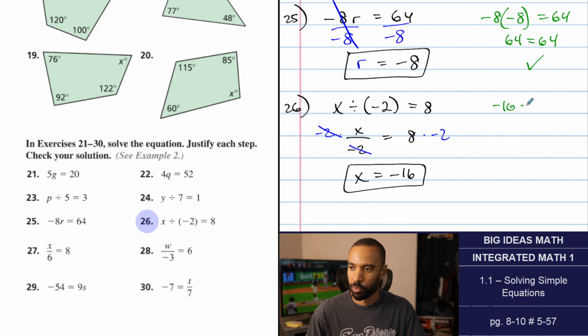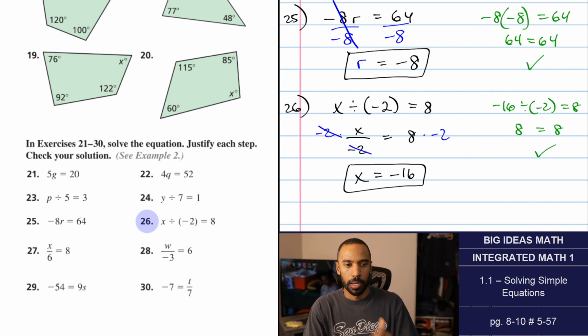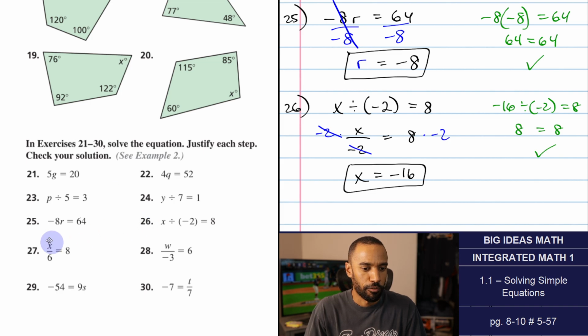We'll double check for the road. Dividing two negatives, you get a positive. We just stated that before, and that is 8. All right. 4 more in this set.